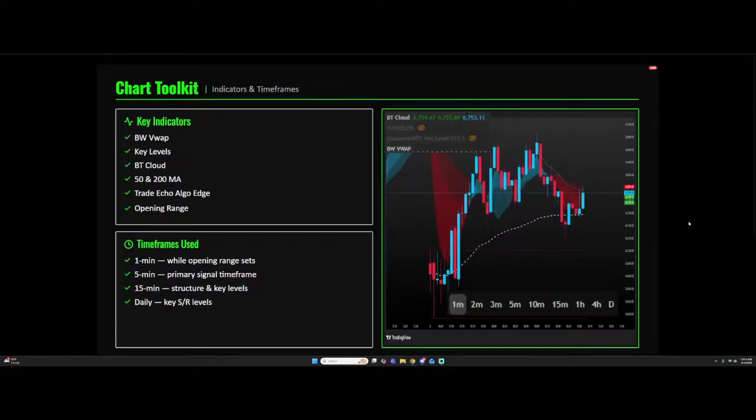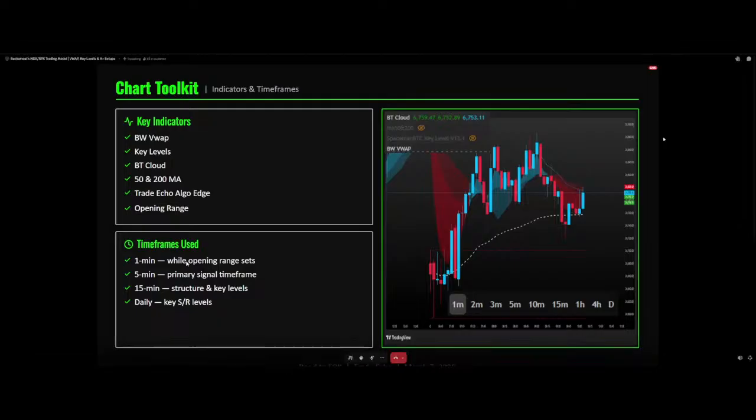And then obviously we're going to use Trade Echo Algo Edge. This is super important. Many of you have seen Dark Horse go over it. You've seen C Blast go over it. Many of you are already familiar with it, so nothing new there. And then our bread and butter is trading the opening range. Now for time frames, because I know a lot of people ask me, what the heck is your time frame?